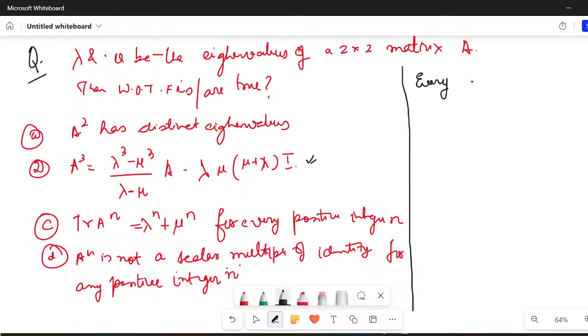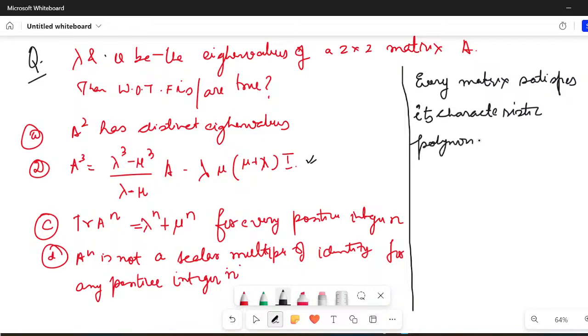So every matrix satisfies its characteristic polynomial. Every matrix satisfies its characteristic polynomial. Now let us think about this question. So see the question that has been given to you.